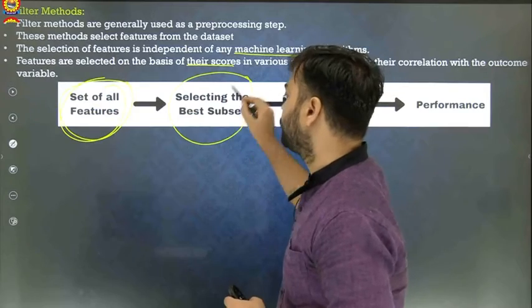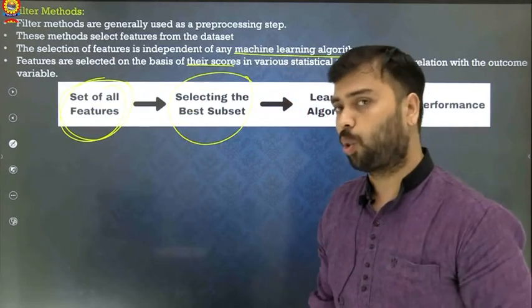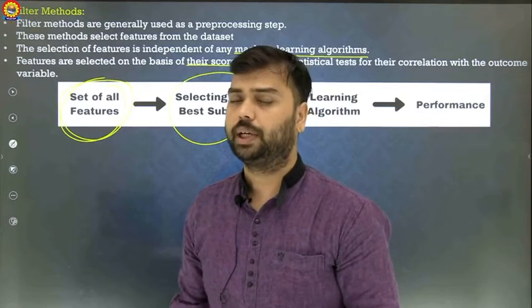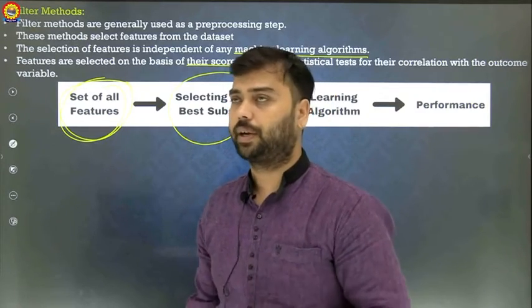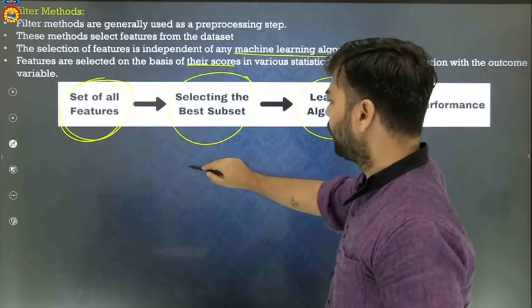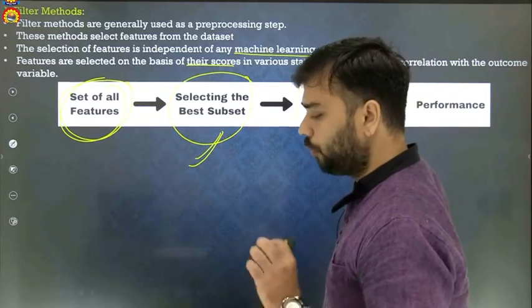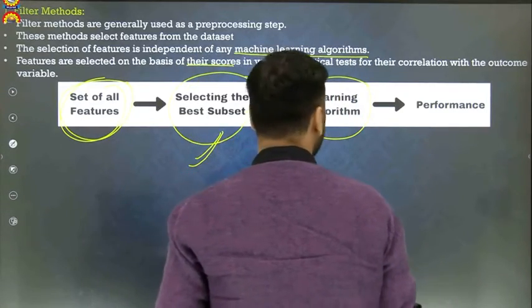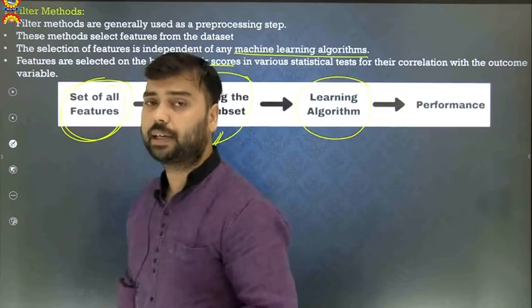On what basis do we select? We select on the basis of the score. What is the score? It is a measure by which we can measure the correlativity of the features with the target value. After selecting the features, so filtering is a method in which we are selecting the features.